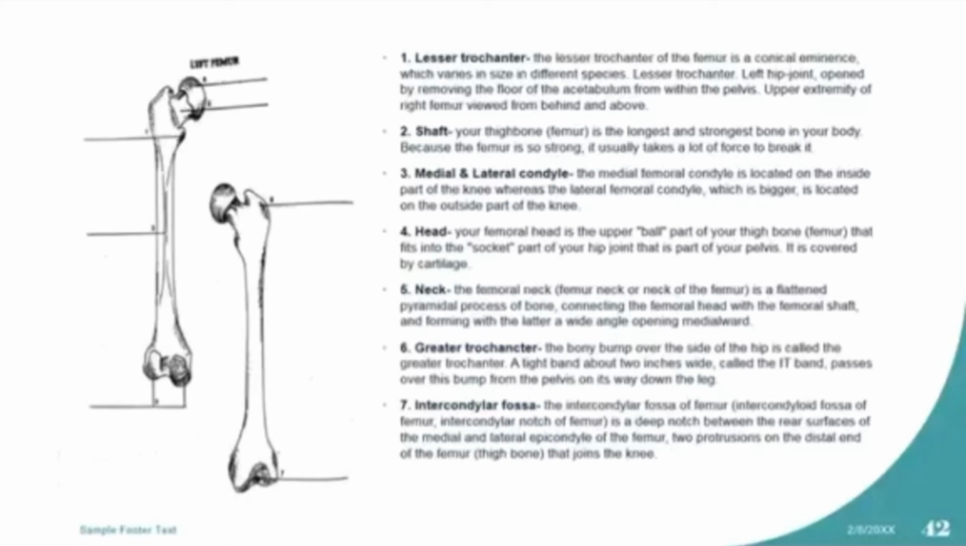Your number 7 is intercondylar fossa. The intercondylar fossa of the femur, or intercondyloid fossa of the femur, the intercondylar notch of the femur, is a deep notch between the rear surfaces of the medial and lateral epicondyle of the femur. Two protrusions on the distal end of the femur, the thigh bone that joins the knee.